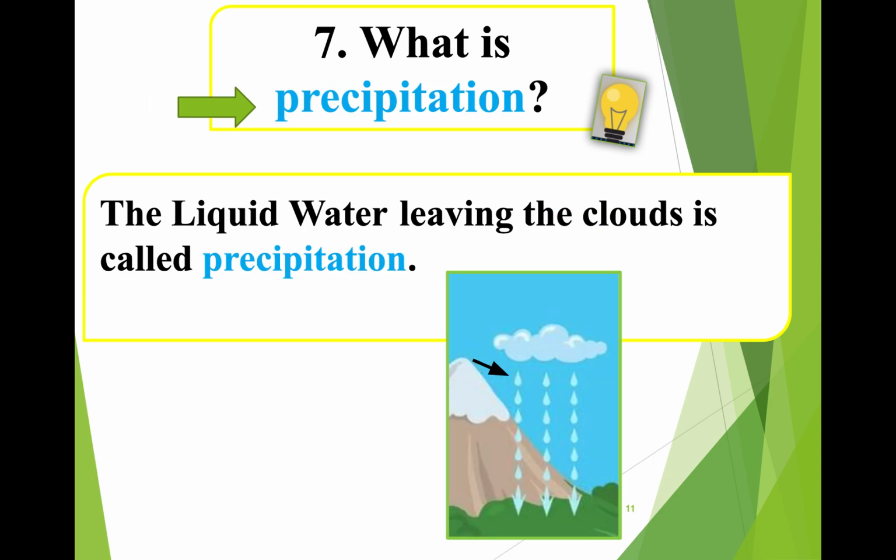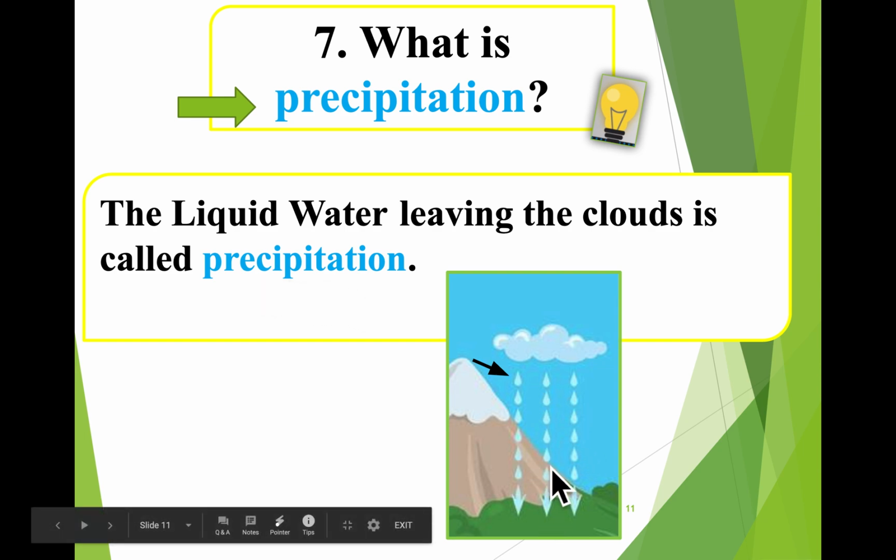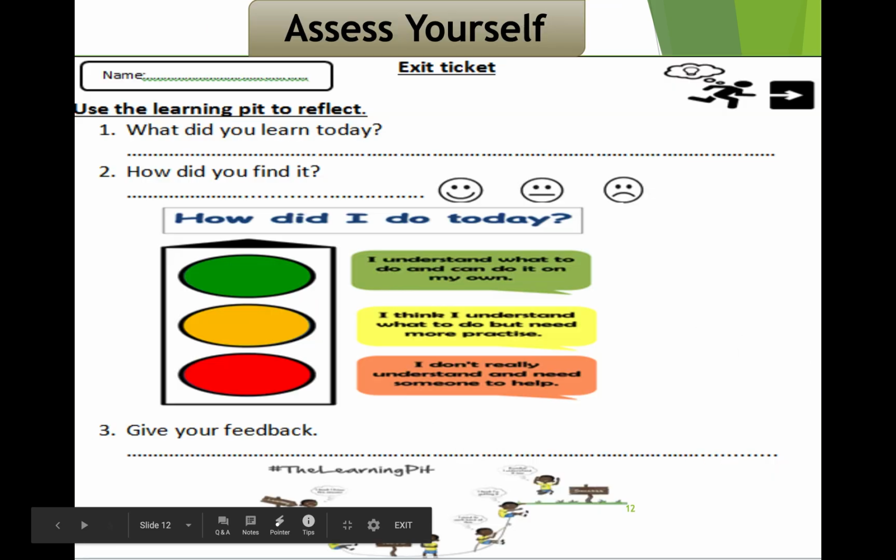What is our last step, our last part of the water cycle? Precipitation. The liquid water leaving the clouds is called precipitation. So any form of water that comes down from the sky is called precipitation.